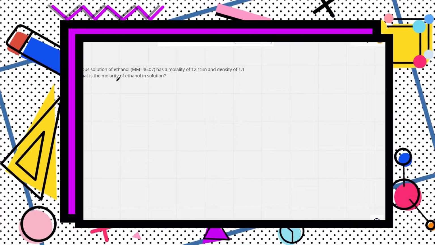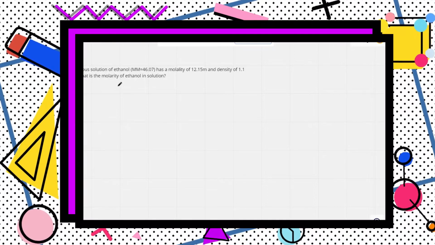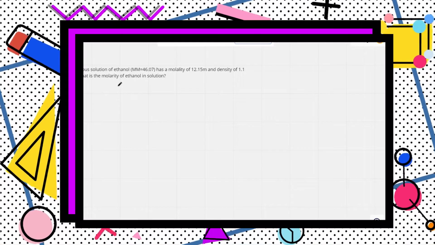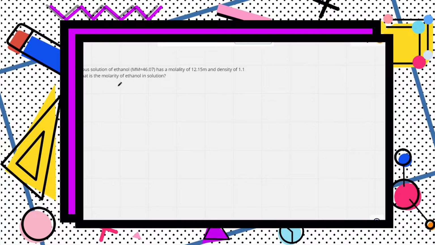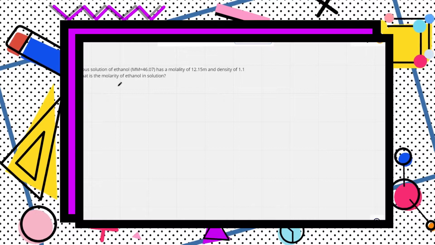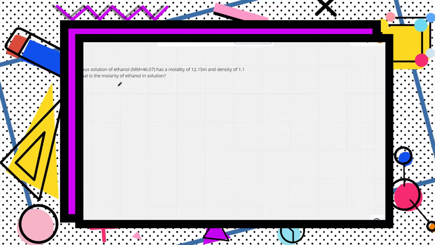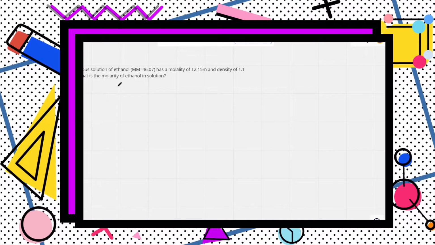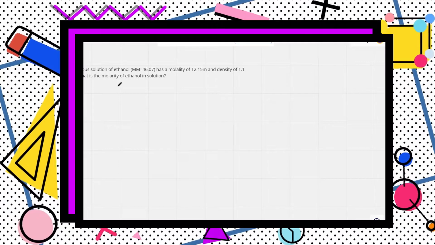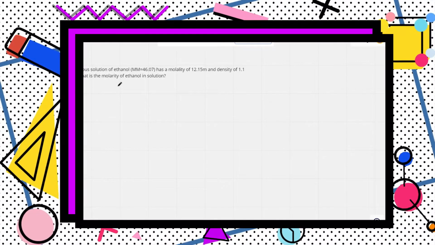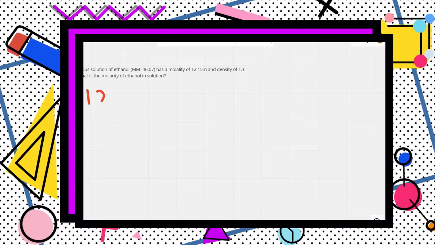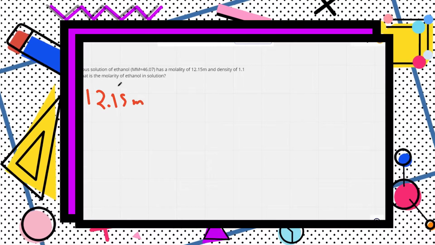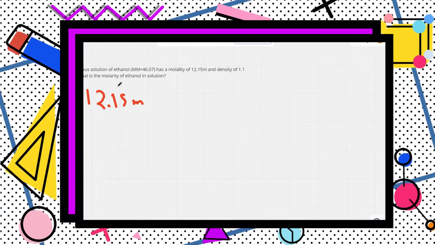So now that we know our units, we can try to do this problem. Let's talk about molality. Right now I have molality, molar mass, and density. How am I going to use these three numbers to help me find the molarity of ethanol in the solution? Once again, not the molarity of just ethanol, but in the solution. So 12.15 little m.